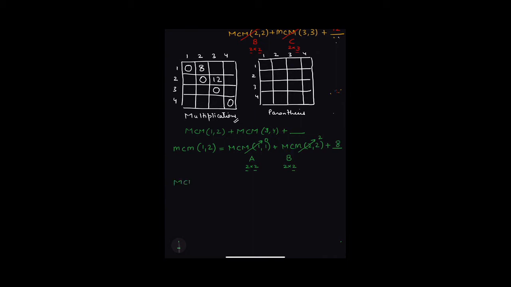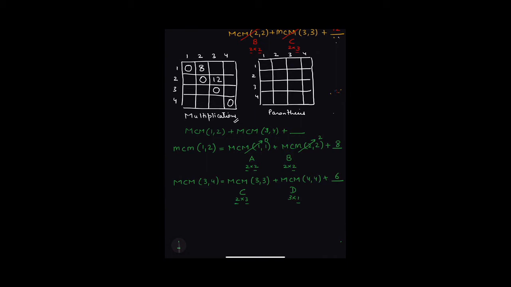Let us again find the value of LCM 3,4. This will be equal to LCM 3,3 plus LCM 4,4 plus some cost of multiplication. The matrix C has a dimension of 2 cross 3 and the matrix D has a dimension of 3 cross 1. So the total number of multiplications is 2 into 3 into 1, which is equal to 6. So the value that I'm getting for LCM 1,2 is 8 and LCM 3,4 is 6.